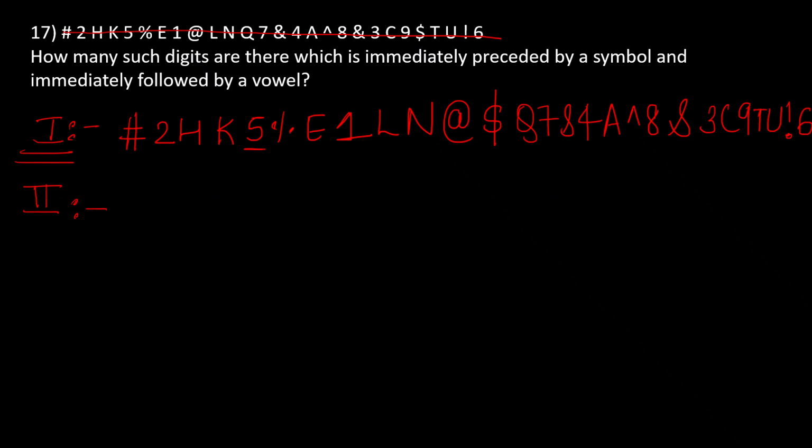But what do you have to place? The letters which are immediately preceded by a number and followed by another letter. If you see here, H is preceded by a number and followed by a letter, so you got 2HK. Then where else can you see? Here you see a letter preceded by a number and followed by a letter, so you got 1LN. Then where else can you see here?